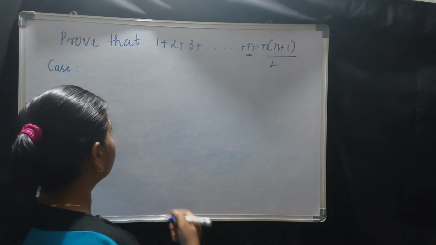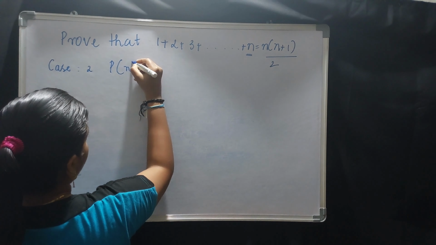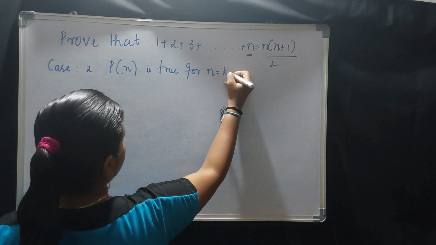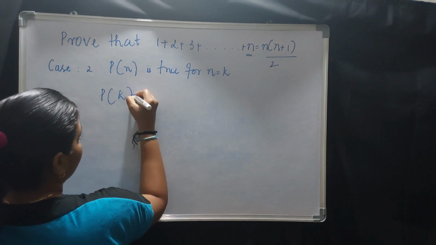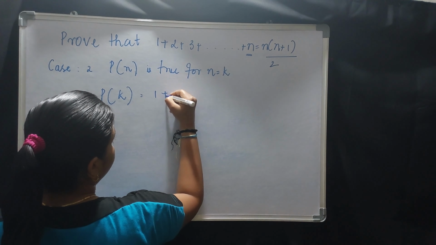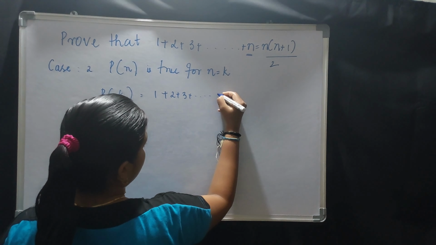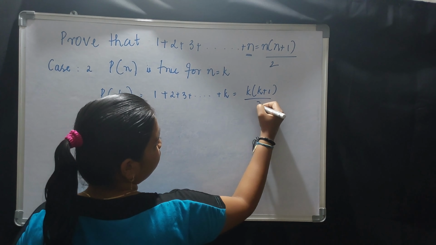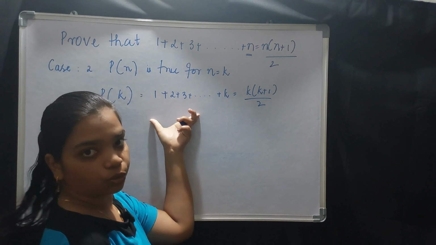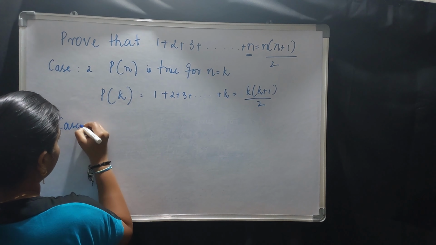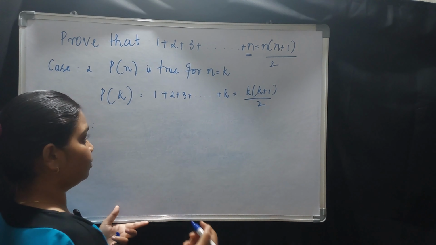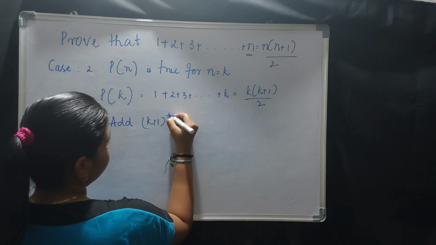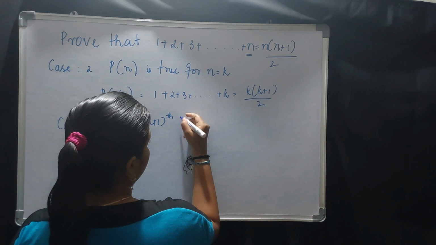Case 2 says we need to prove P(n) is true for n equal to k. That means you substitute k instead of n. So it will be 1 + 2 + 3 + so on till k, and this will become k(k + 1)/2. That's it for case 2. Our case 3 would be proving it for the (k + 1)th term. So what I'll basically do is add the (k + 1)th term on both sides.